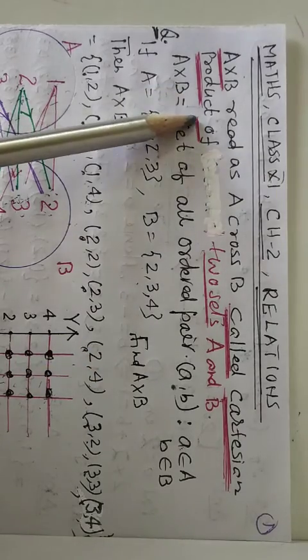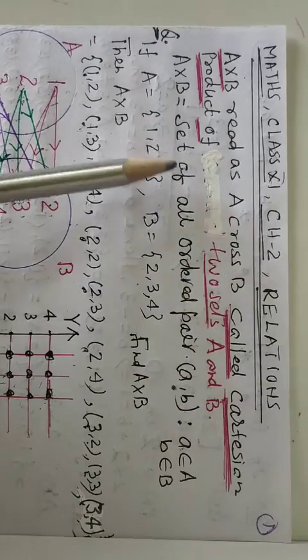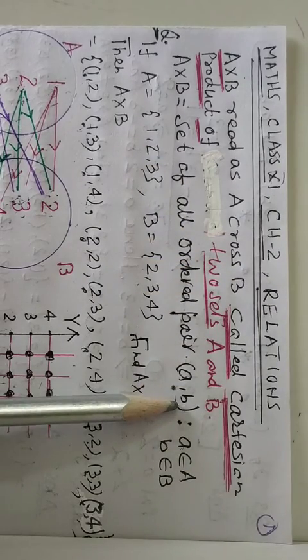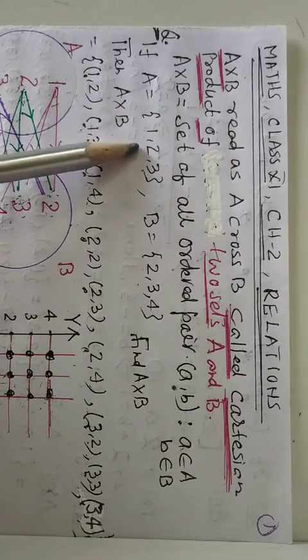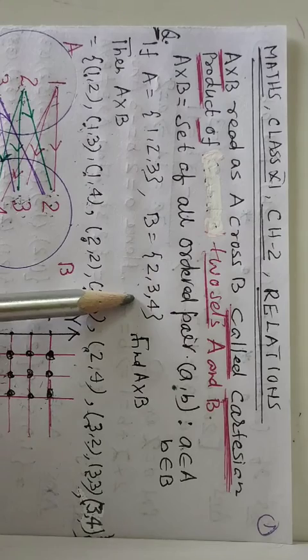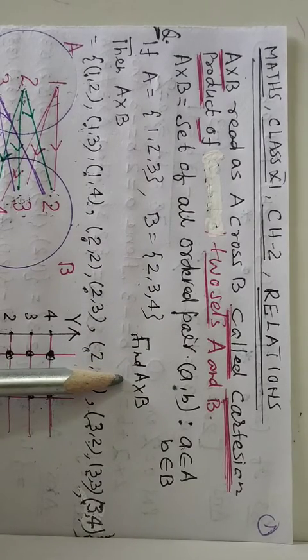A cross B, read as A cross B, is called the Cartesian product of two sets A and B. Now suppose A is equal to {1, 2, 3}, B is equal to {2, 3, 4}. Then find A cross B. Let us see how A cross B is obtained.